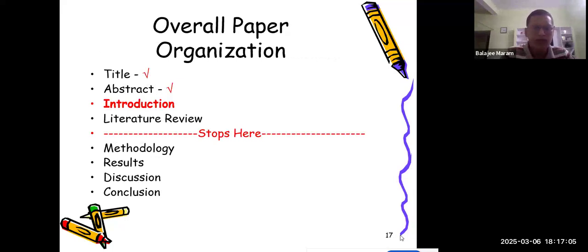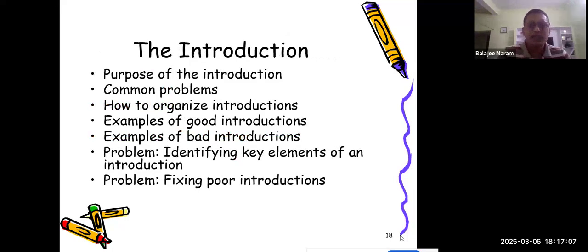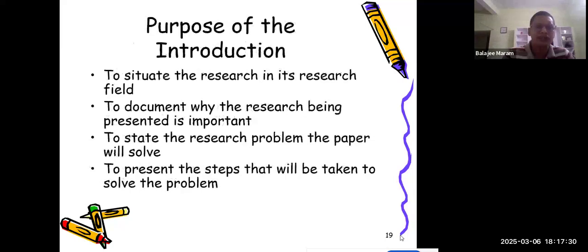Next, we will discuss the introduction in detail. What is the purpose of the introduction? What are the common problems? How to organize the introduction? Examples of good introductions, examples of bad introductions, identifying the key elements of an introduction, and fixing poor introductions. These are the next points we will discuss.